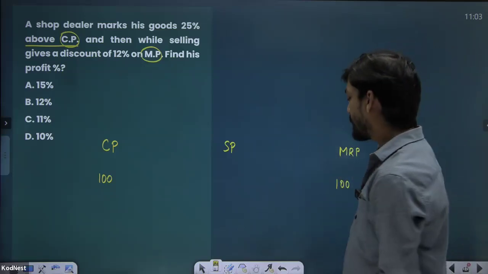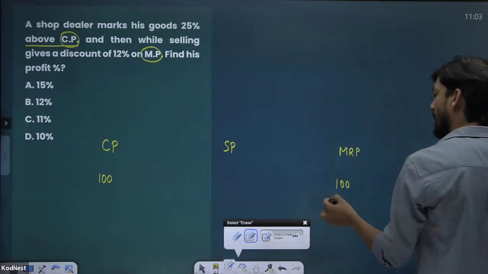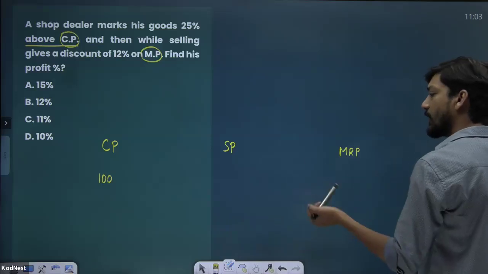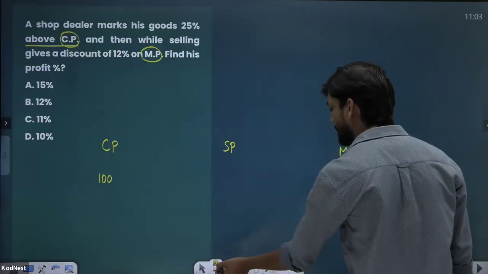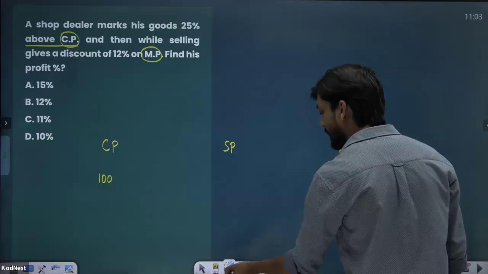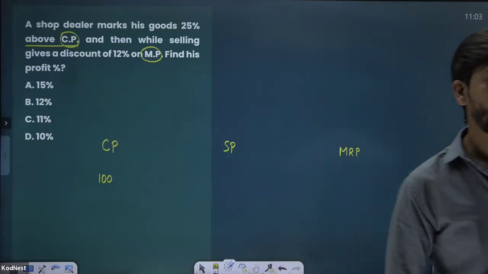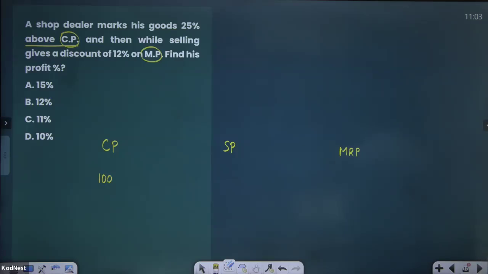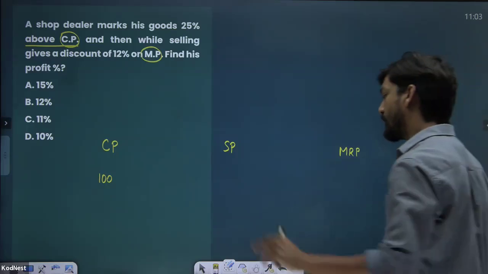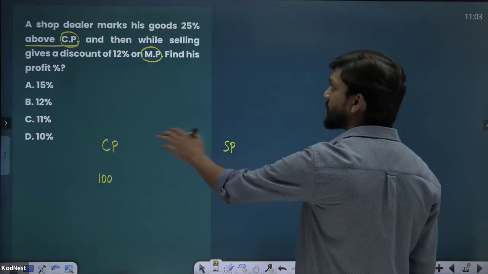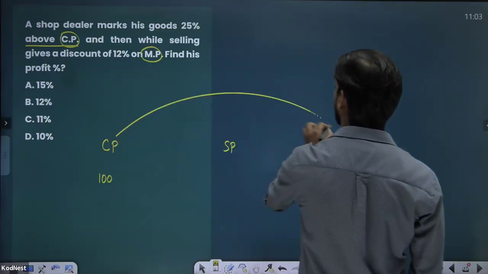Okay. So what I will do is, I will not think too much. Any one value, I will take it as 100. So which one do you want? Please answer. Which one? Cost price. Okay, cost price. So cost price 100 rupees.